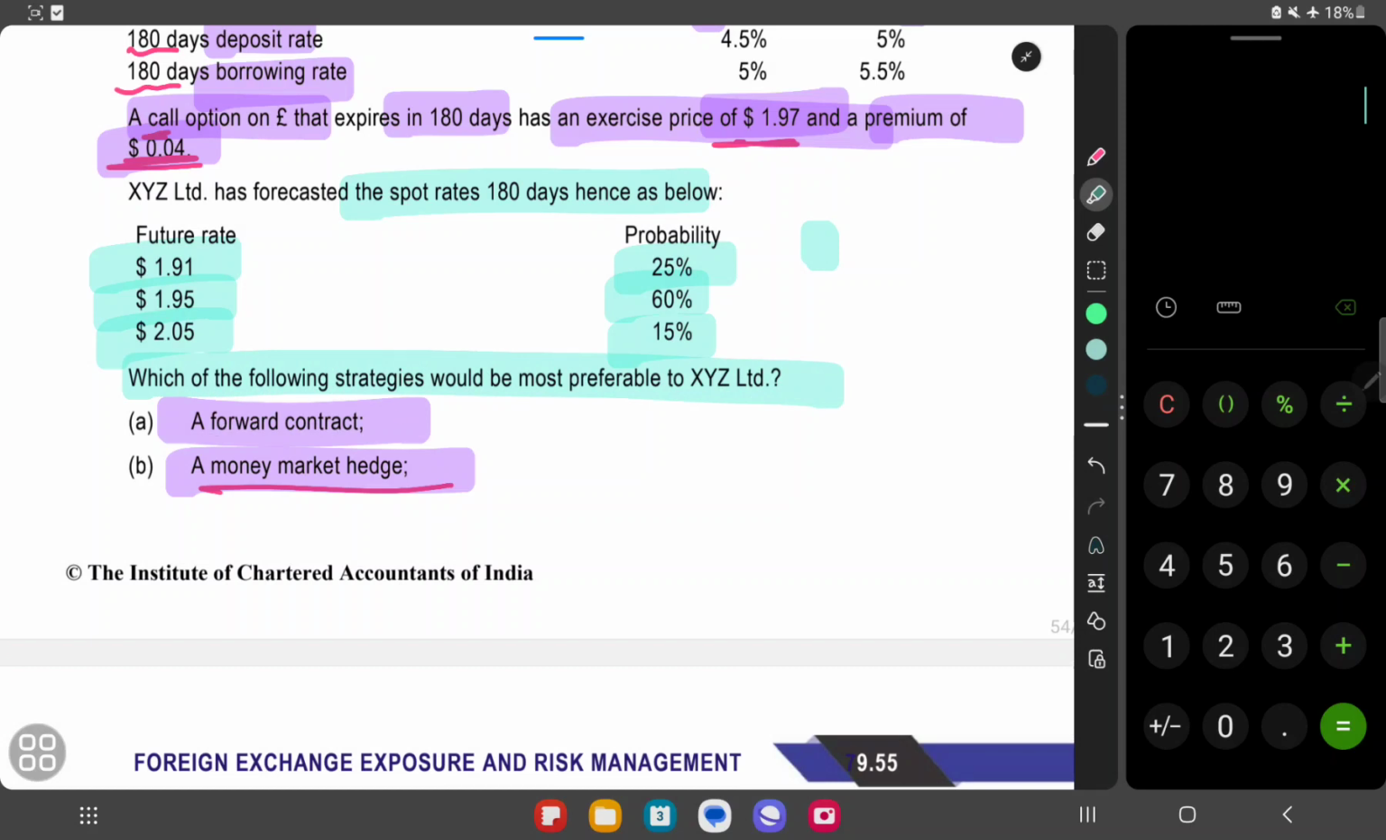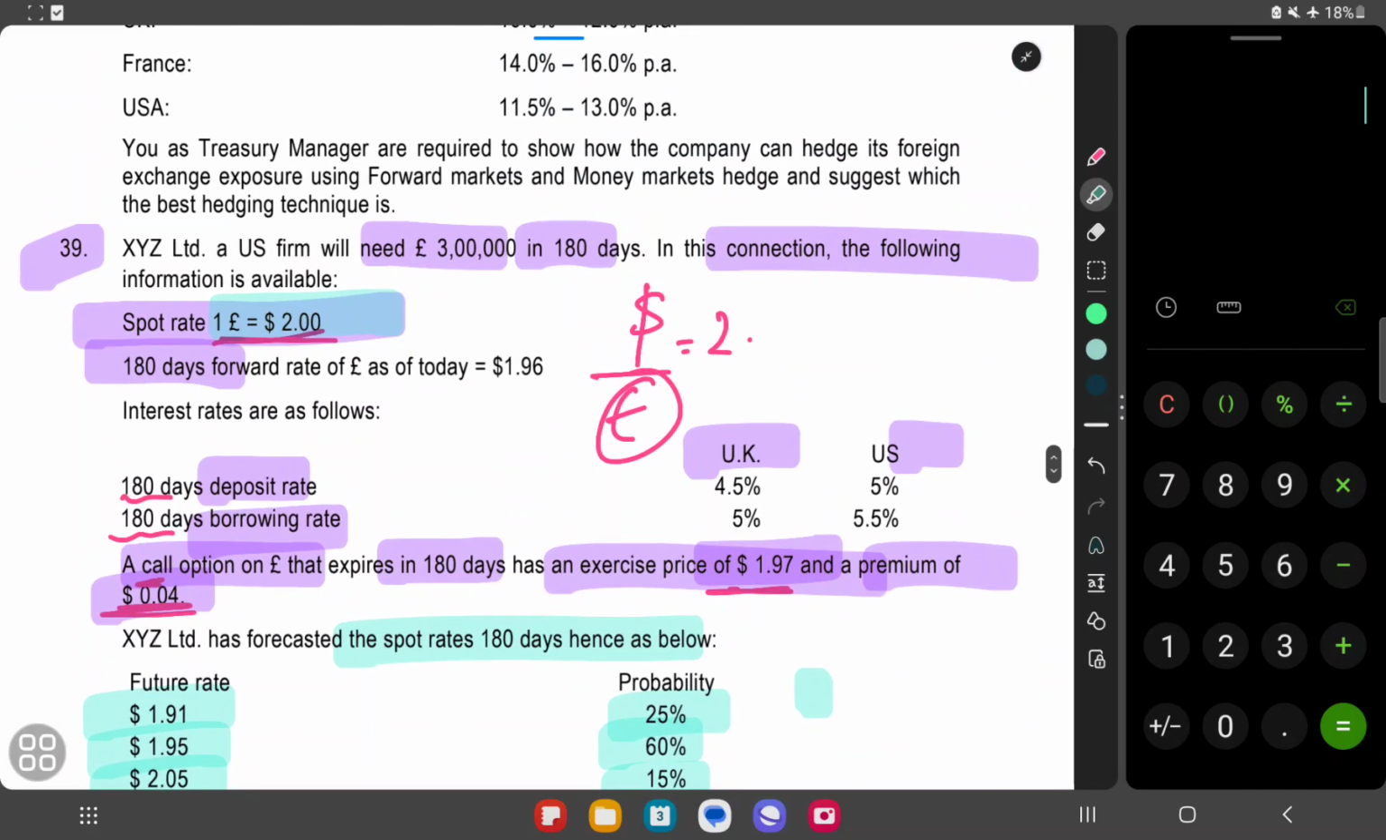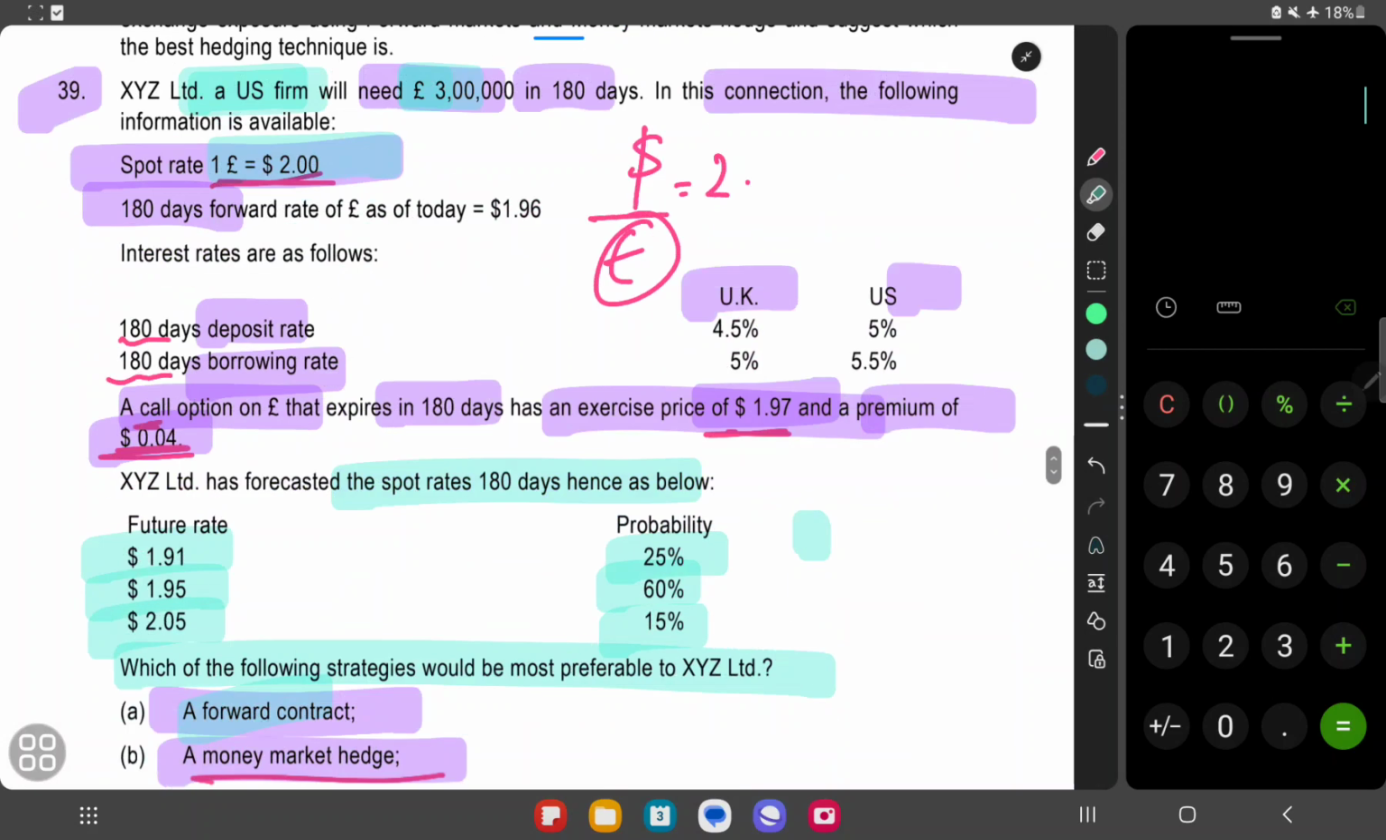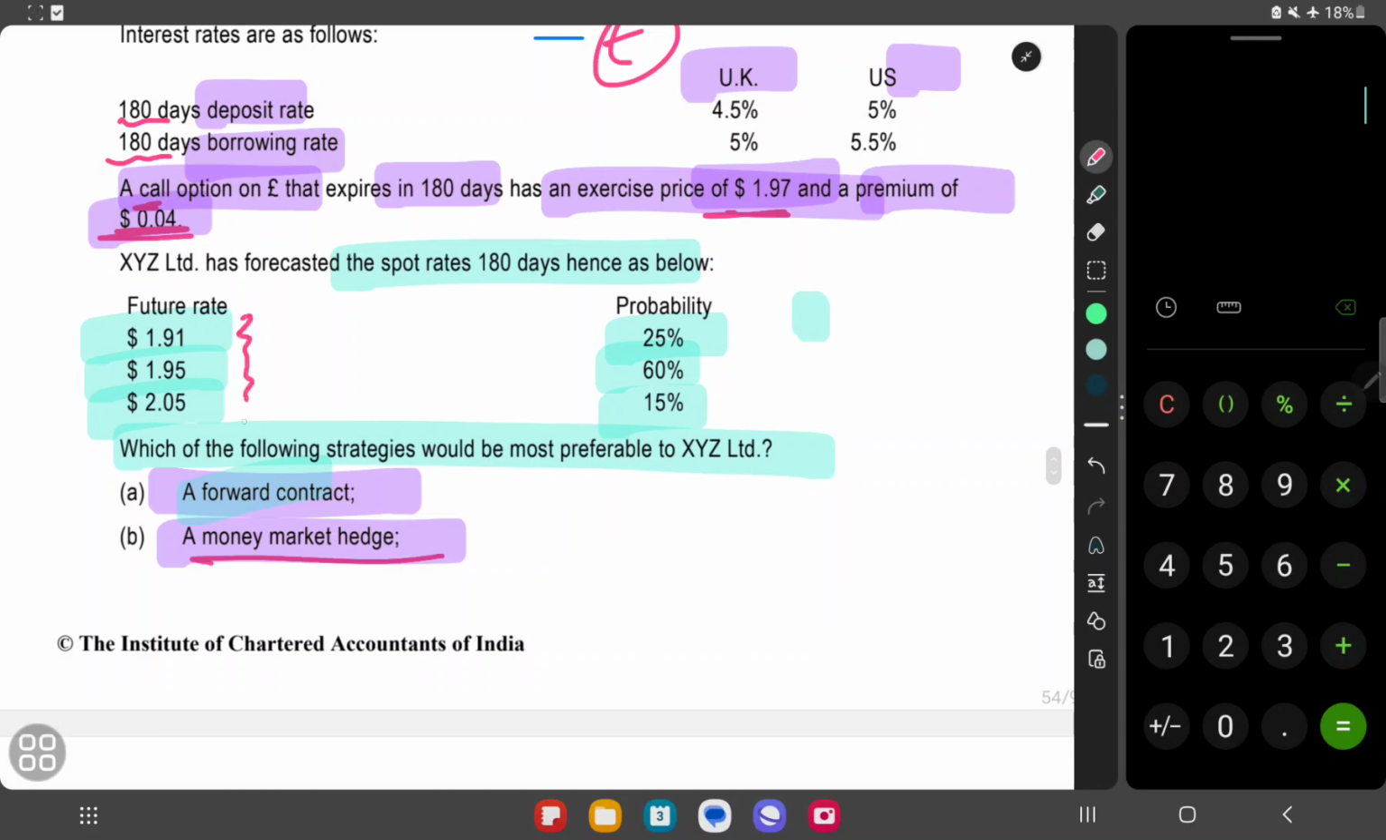Once again, you can hedge through a forward contract. Why the hedging techniques are required in the first place is because I'm a US company and my payout is in a different currency, pound. Since it is a different currency, and as you've noticed, XYZ thinks that the rate will fluctuate. The spectrum is 1.91 to 2.05, and the probability is also given to us. Since this is going to happen, I want to fix my outflow today. I need to know what exactly I'm going to pay after 180 days. I don't want a surprise where my outflow could increase as well.